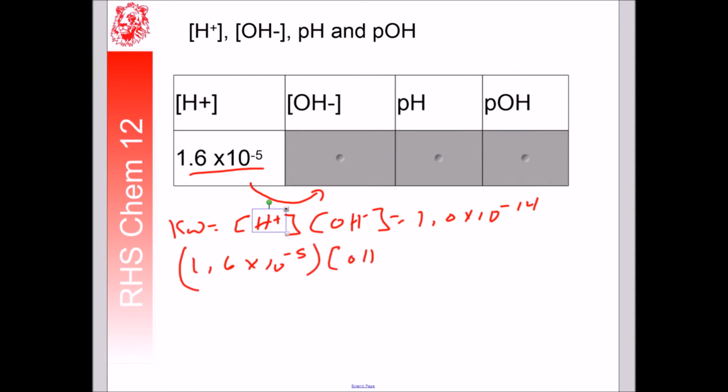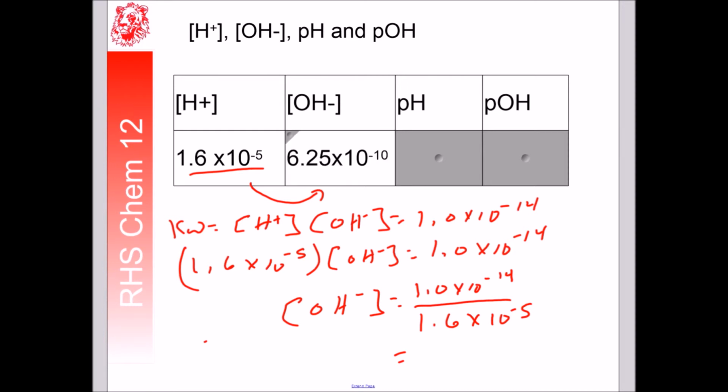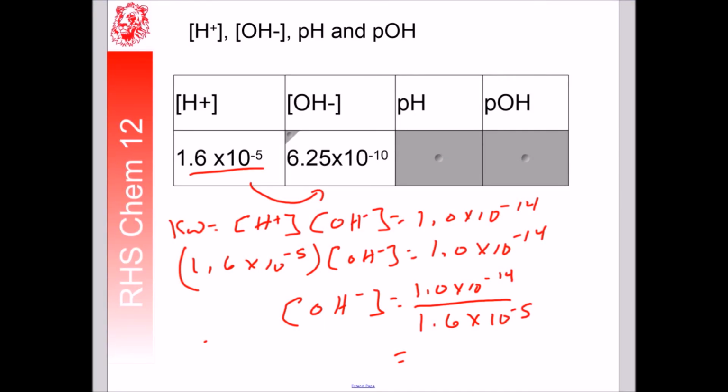Concentration of OH minus is what I'm looking for. So the concentration of OH minus is going to be 1.0 times 10 to the negative 14 all divided by 1.6 times 10 to the negative 5. Then I run that through my calculator, and I end up with 6.25 times 10 to the negative 10. So the concentration is fairly large here, and so together it's going to be pretty small.